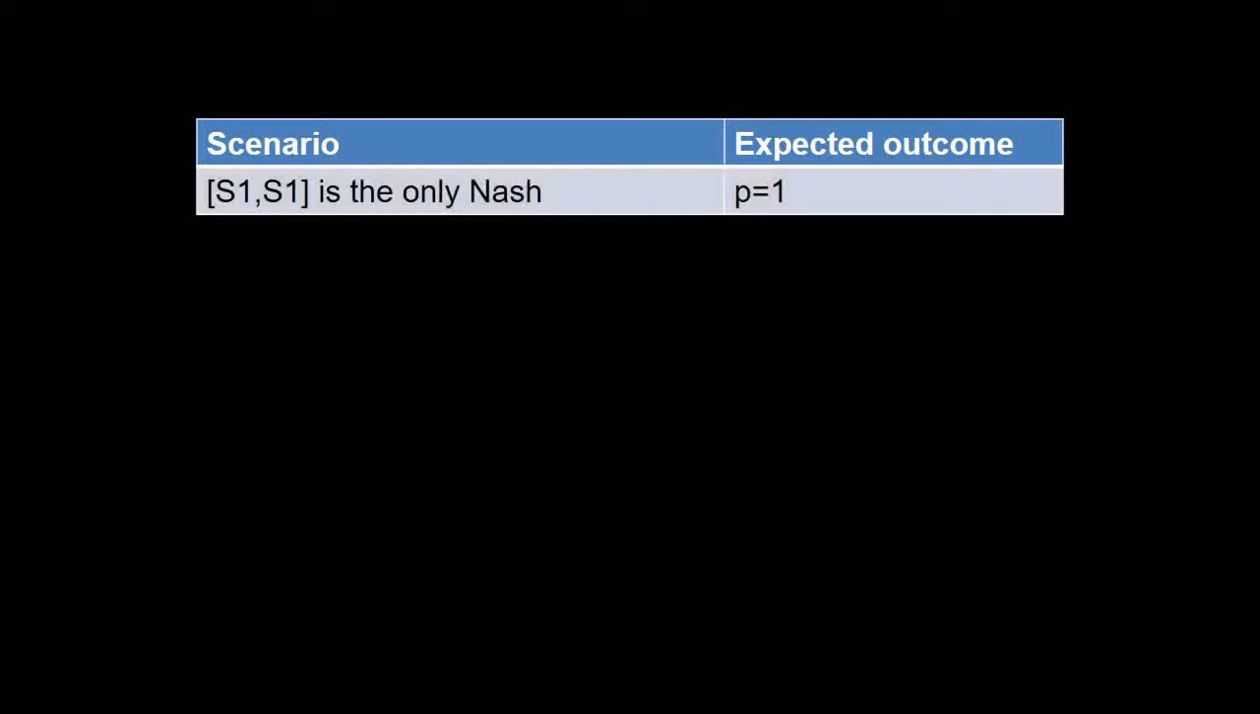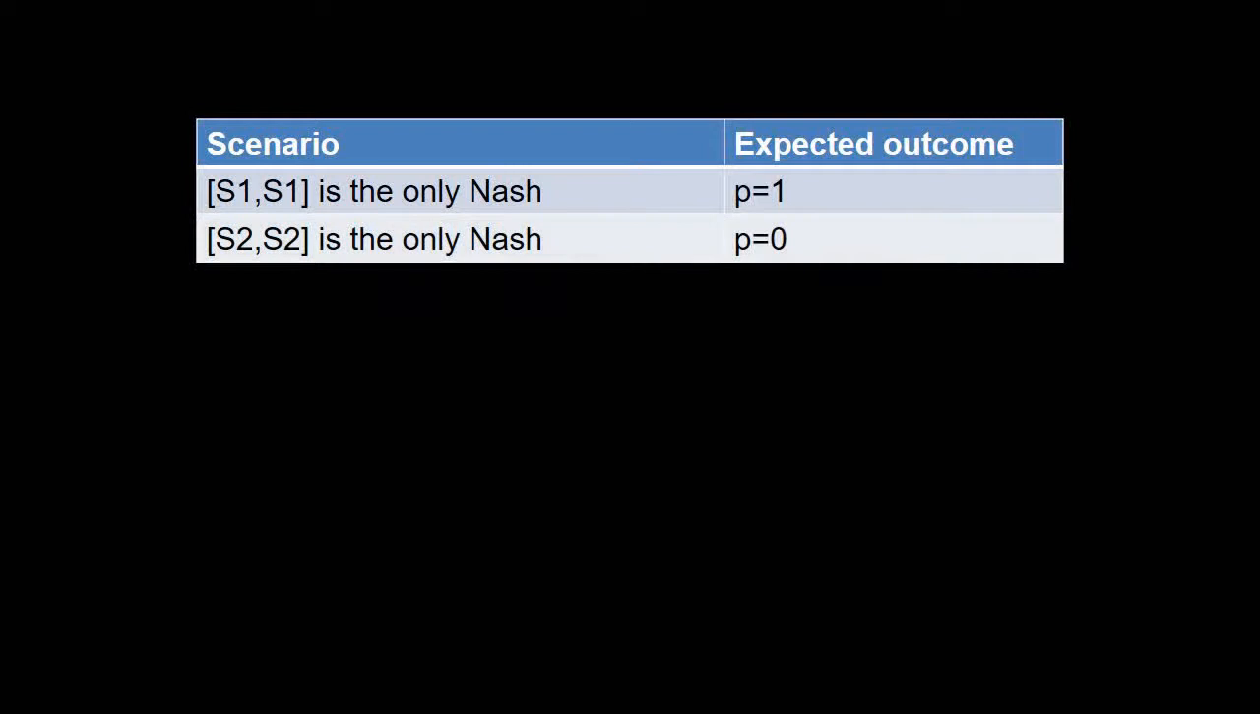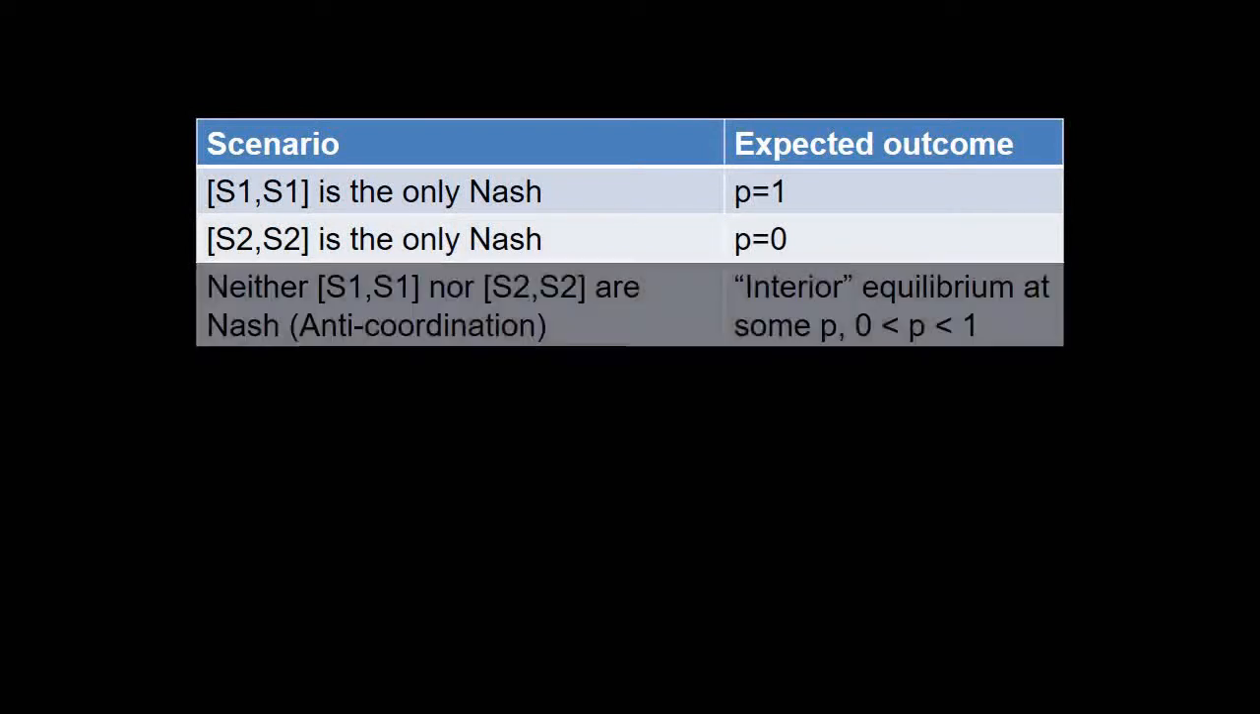Okay, so just to summarize this, we can have a few different scenarios. In one case, S1 is the only Nash, and there the expected evolutionary outcome is everyone plays S1. Or if S2 is the only Nash, then the expected outcome is everybody plays S2.